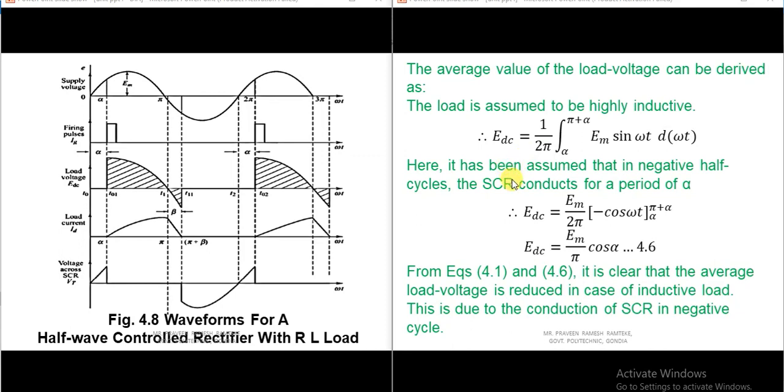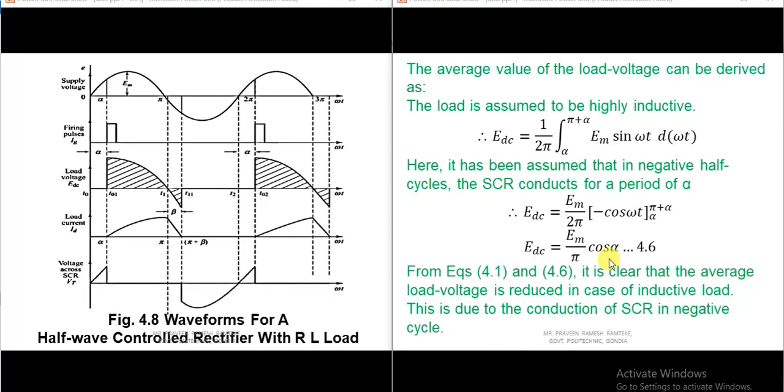Then solving it, we will get EDC equals Em by 2 pi, minus cos omega t from alpha to pi plus alpha. Further solving it, the value of EDC is equal to Em by pi cos alpha. So from these equations, it is clear that the average load voltage is reduced in case of inductive load. This is because we are getting large ripples.